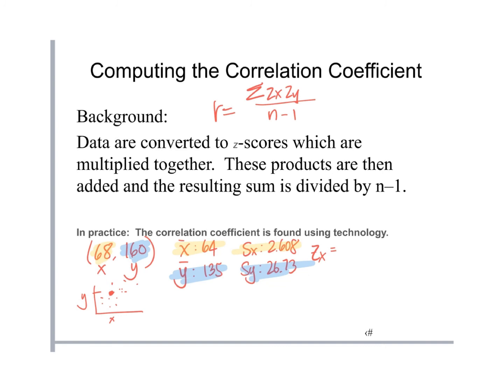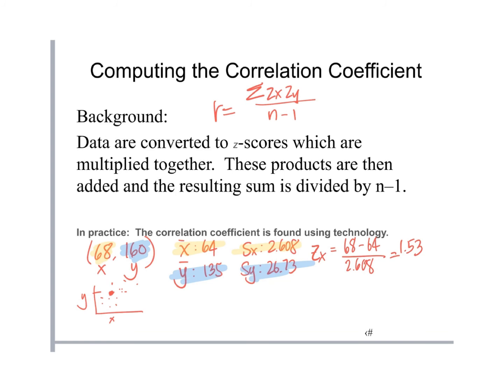So here's a review for z-score. I'm going to do the z-score of the x value. I want to find the z-score of 68. I'm going to take that, subtract the mean, which is 64, and divide by the standard deviation, which is 2.608. This will give me a value of 1.53. Try to remember, where is the z-score of 1.53? It's a little bit past 1 standard deviation above the mean.